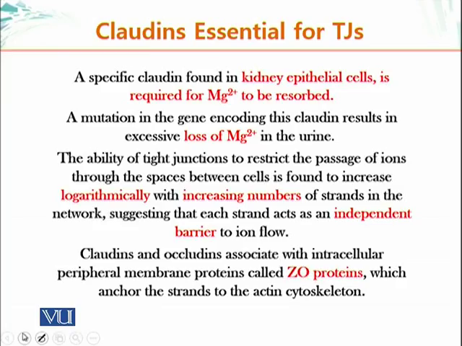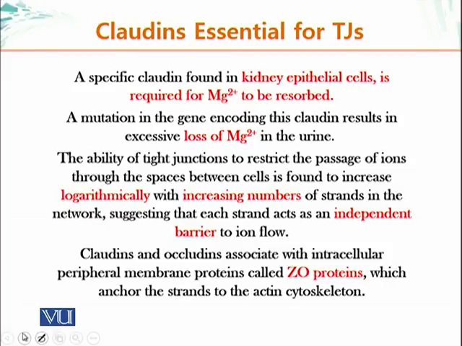A specific claudin found in kidney epithelia is required for magnesium to be reabsorbed. The magnesium is reabsorbed from urine back into the blood, and this type of claudin is specifically found in kidney epithelia and not other tissues. A mutation in the gene encoding this type of claudin results in excessive loss of magnesium in urine. The ability of tight junctions to restrict the passage of ions through spaces between cells increases logarithmically as the number of these strands in the network increases.